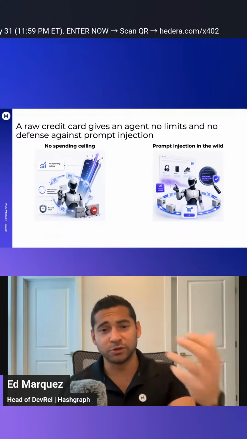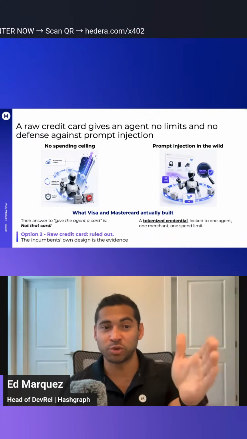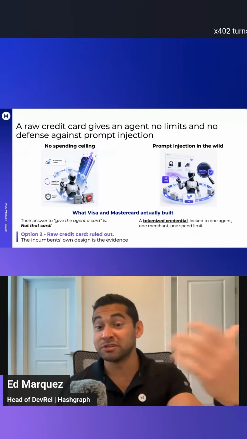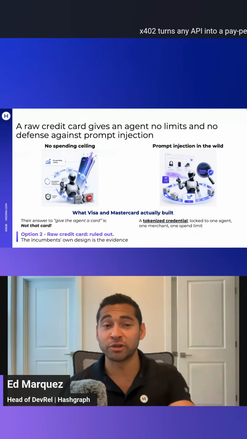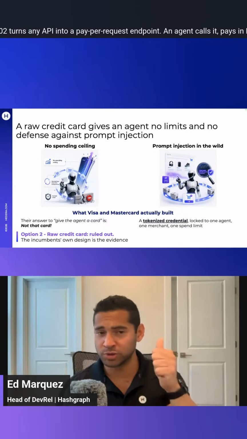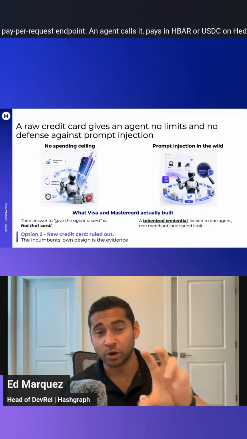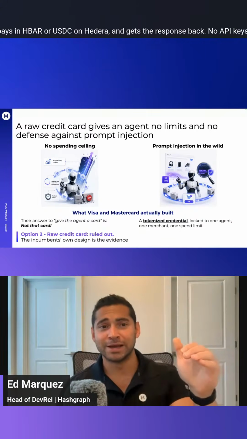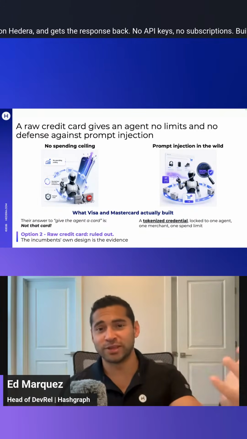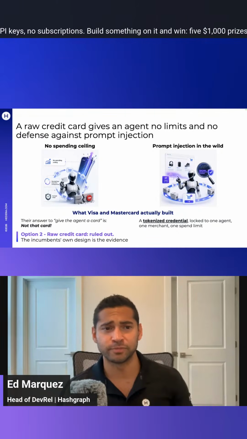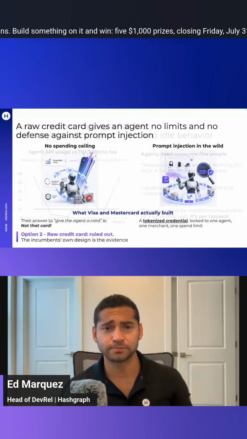Now, here's the tell, right? We also have to watch what players like Visa and MasterCard are building. Their answer to giving the agent a card is not a regular credit card. They're coming up with tokenized credentials that are locked to a single agent, a single merchant, and one spending limit. When both of these networks are building a new primitive, that's how you can tell that the regular credit card is not the right answer for a large language model.